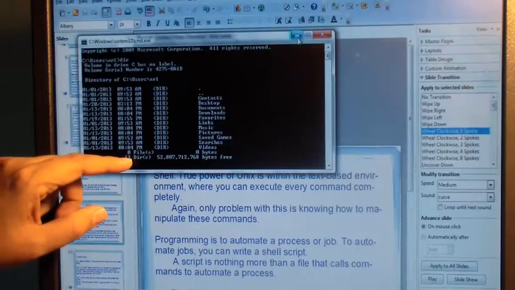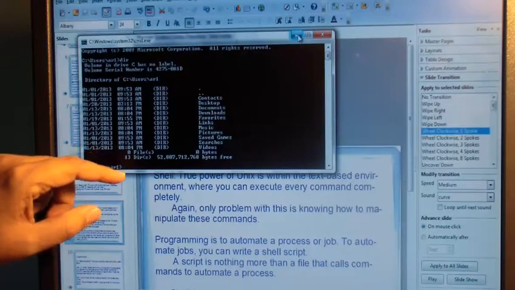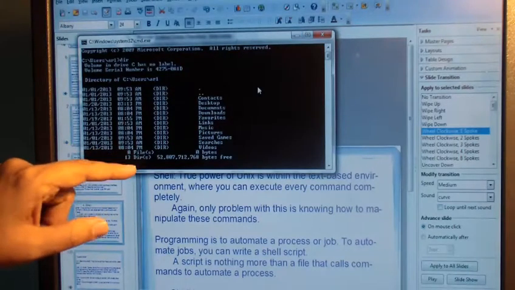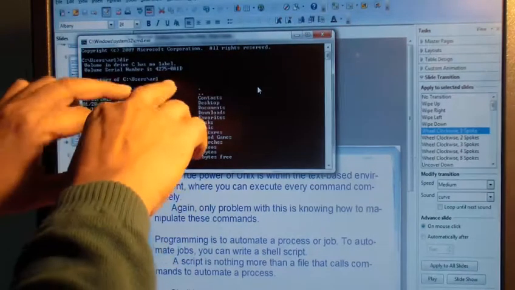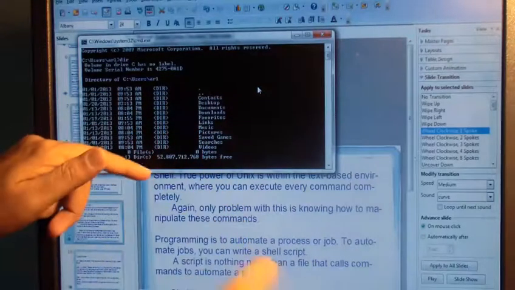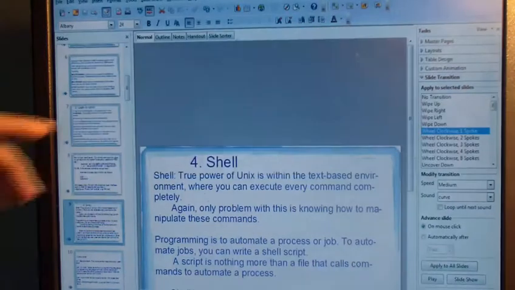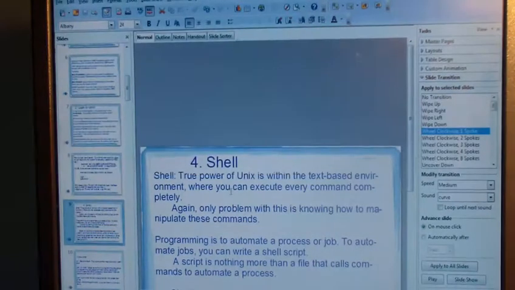There will be a shell prompt for Unix as well, in the same way. And the text, whatever you're typing, like your dir, you're displaying all this. This is called text based. And this text based or shell type has got more power.